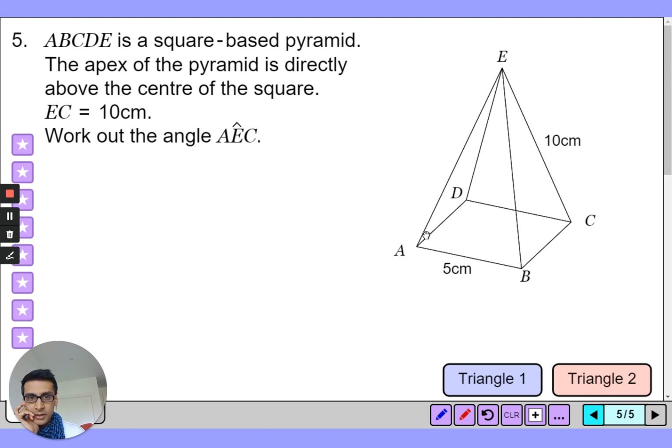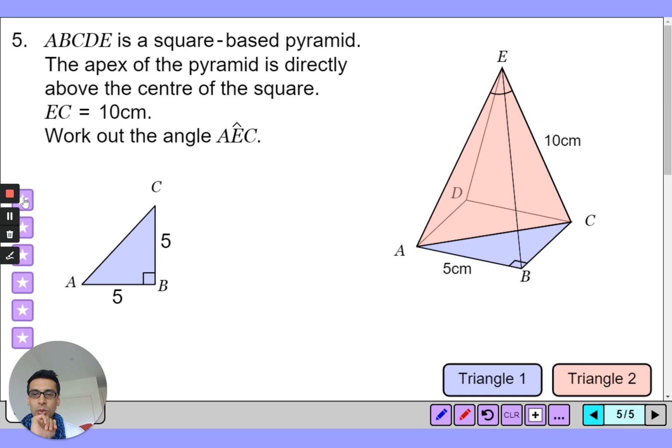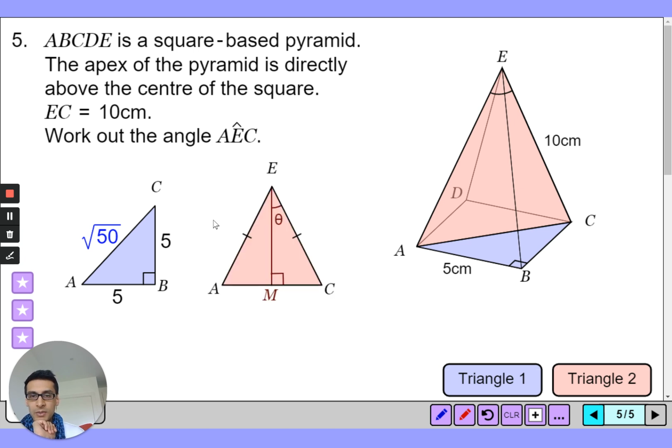And in the final example here, we're working out angle AEC. So there's the base triangle, there's the second triangle. And we can see we are working out using Pythagoras the hypotenuse of the base triangle, which becomes the base of the second triangle. And then you know that you have an isosceles, so both of those lengths have to be 10.